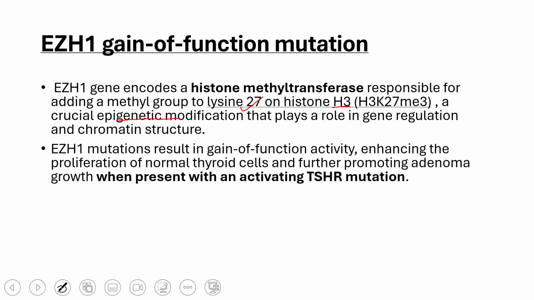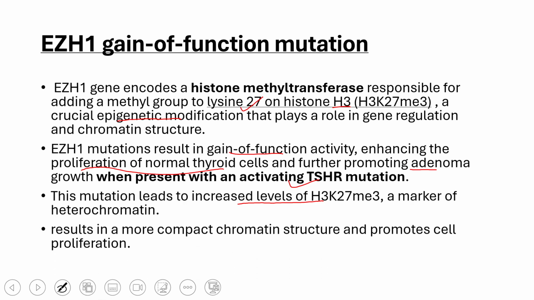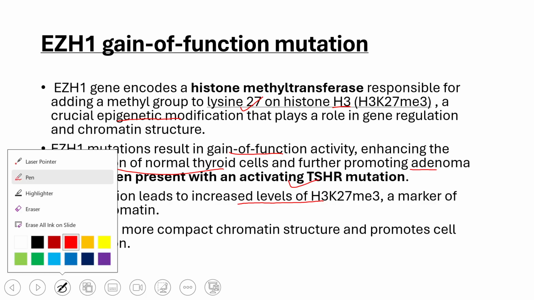And if there is a gain of function mutation in this EZH1 gene, that then enhances the proliferation of the normal thyroid cells and further promotes the adenoma when it is present with the activating TSHR gene mutation. And this mutation leads to an increased level of histone 3 lysine 27 methylation, which is the marker of heterochromatin. And this results in a more compact chromatin structure and promotes cell proliferation.